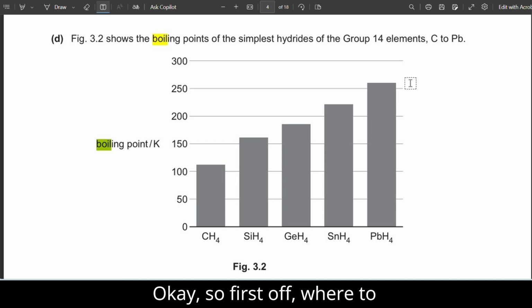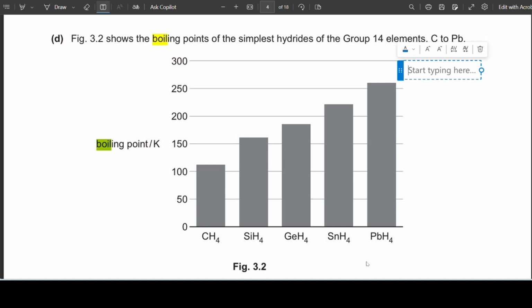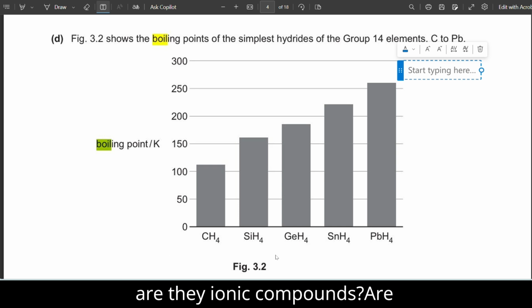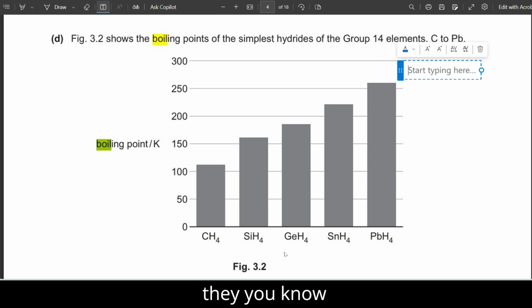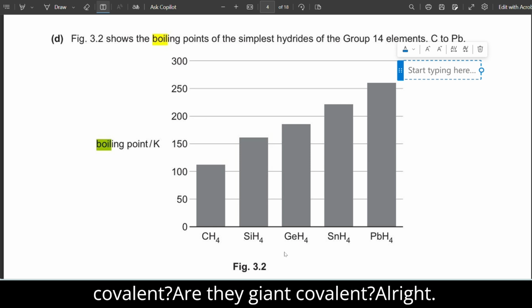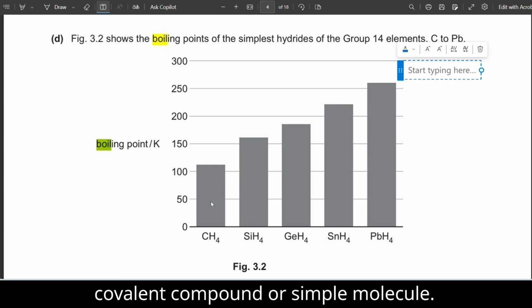Okay, so first off, we have to start off by defining what kind of particles these things are. Are they ionic compounds? Are they covalent compounds? Are they simple covalent? Are they giant covalent? All right. So in this case here, it is quite clear that CH4 is a simple covalent compound or simple molecule.